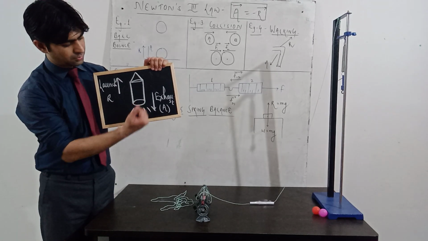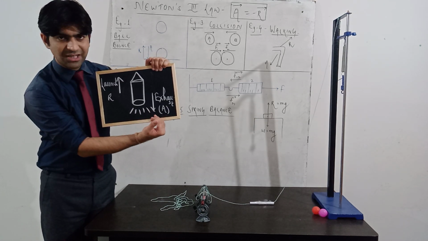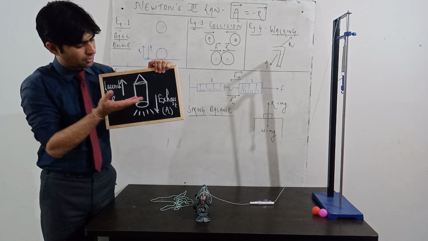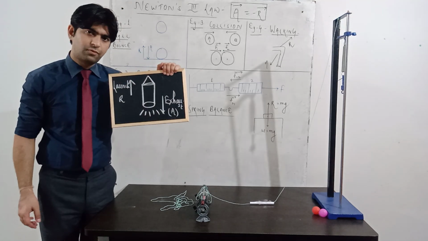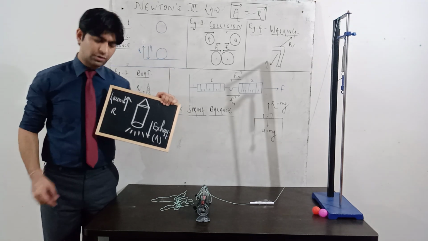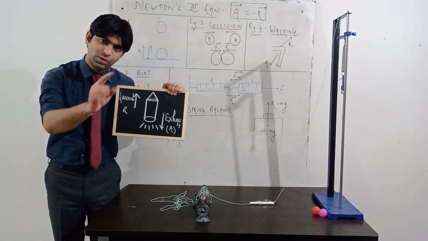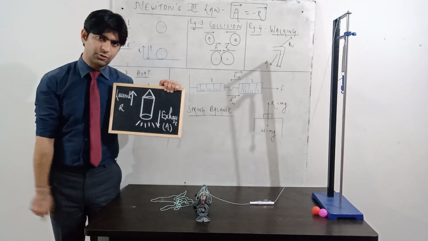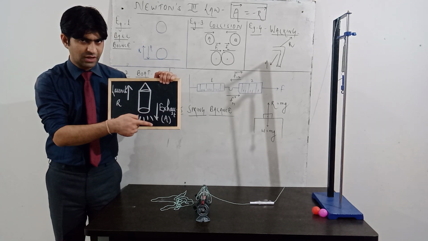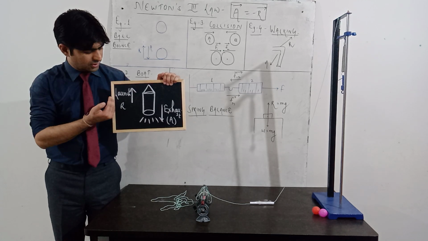The exhaust gases apply the force in the downward direction, which we call action, and due to this action of the exhaust gases, the rocket will launch in the upward direction, which is called reaction. According to Newton's third law, these action and reaction forces will be equal and opposite in nature. When I say equal and opposite, I mean equal in magnitude, opposite in direction. The direction of exhaust gas is downward, which we are calling action, whereas the launch of the rocket is in the upward direction, which we are calling reaction.